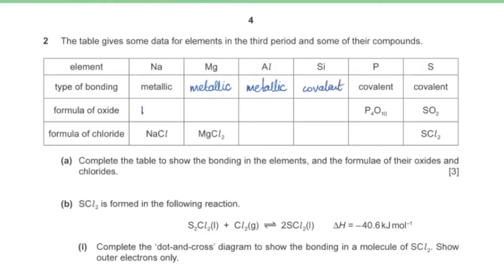Formula of oxides, so this is Na2O, this is MgO, this is Al2O3, and this is silicon dioxide, so SiO2. This is AlCl3, aluminum chloride, and SiCl4, this is PCl5.